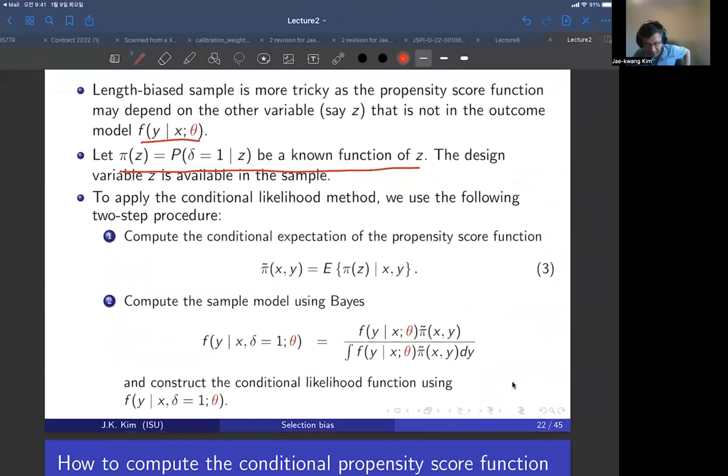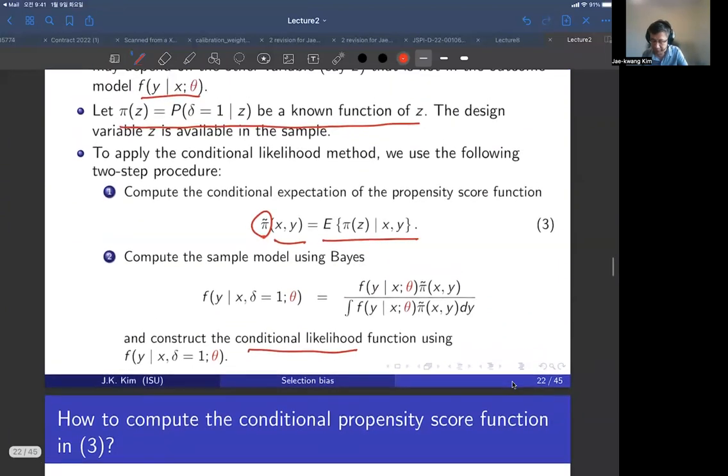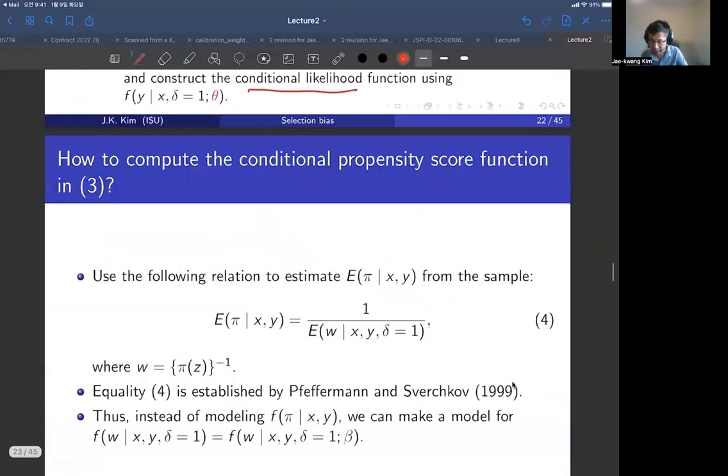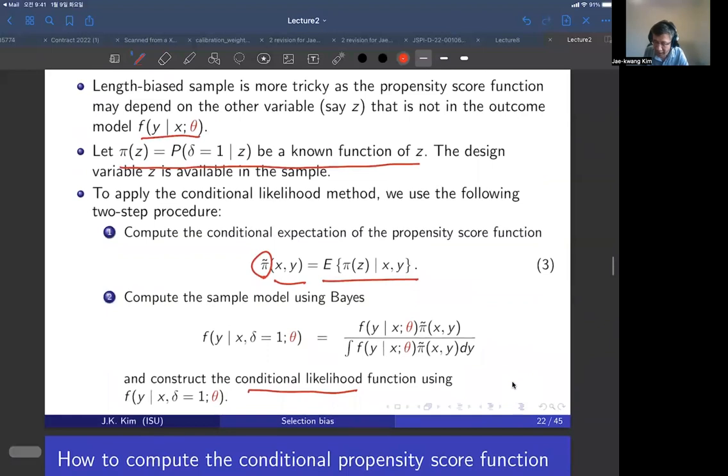So step 1, we compute the conditional expectation of the propensity score function, right? The conditional expectation. And now this pi tilde is a function of x and y. So once you get pi tilde, then you can obtain the same conditional likelihood, right? And so that is the main idea. But how to compute this conditional expectation in step 1?